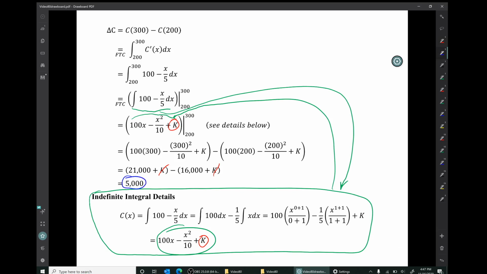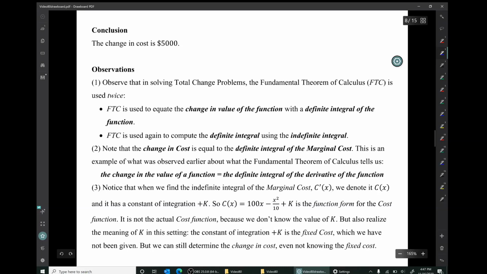So there's no constant of integration in a definite integral problem. When you're finally done with a definite integral, the constant of integration goes away. So our result is this number 5,000. And so our conclusion is that's our change in cost. The change in cost is $5,000.